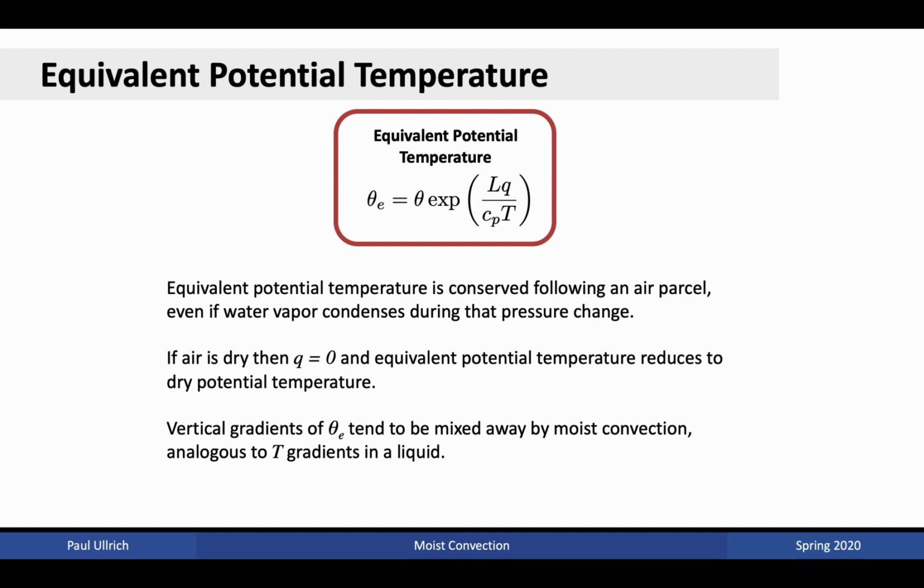So, to summarize, equivalent potential temperature is conserved following an air parcel even if water vapor condenses during that pressure change. If air is dry, then q equals 0 and the equivalent potential temperature reduces to the dry potential temperature. Note that vertical gradients of equivalent potential temperature tend to be mixed away by moist convection, analogous to gradients of potential temperature in dry convection, or analogous to temperature gradients in a liquid.